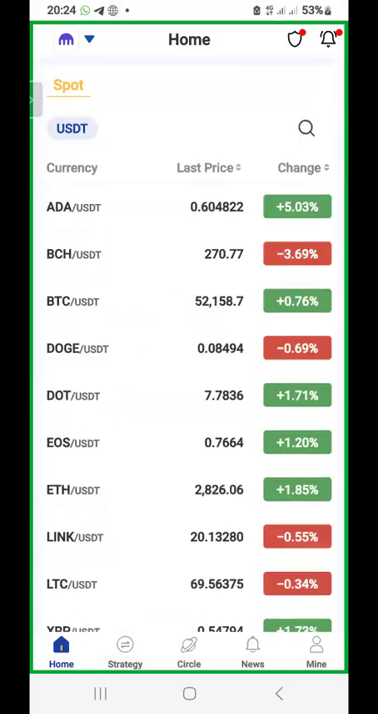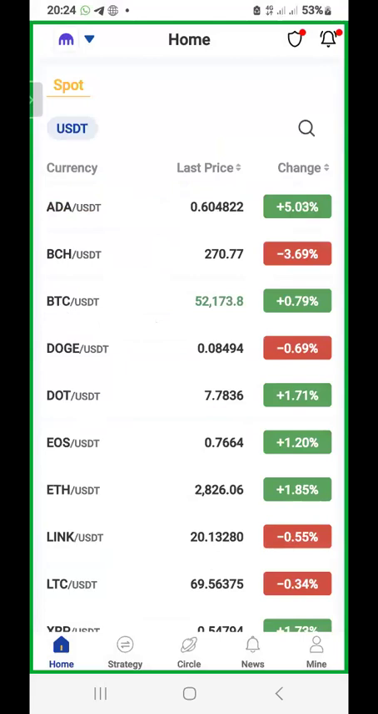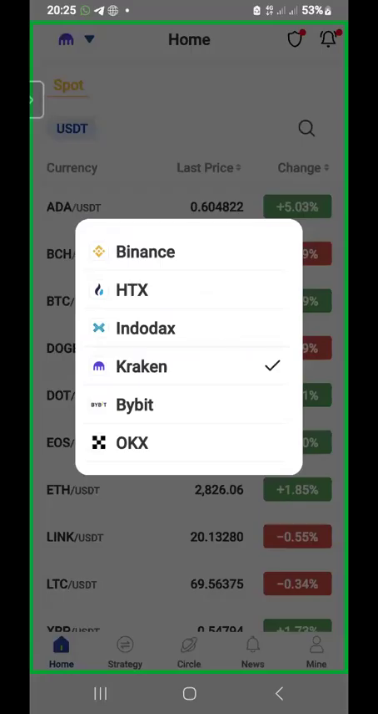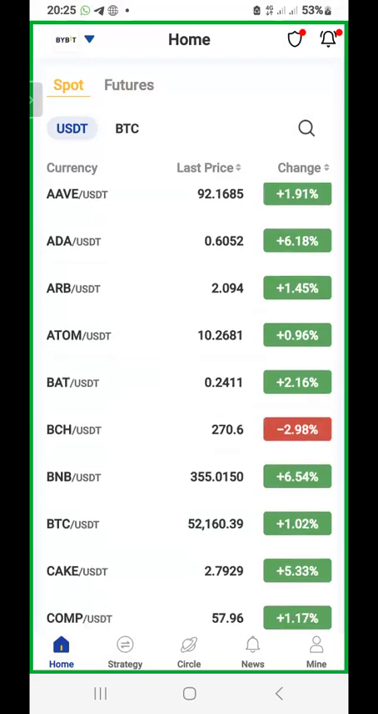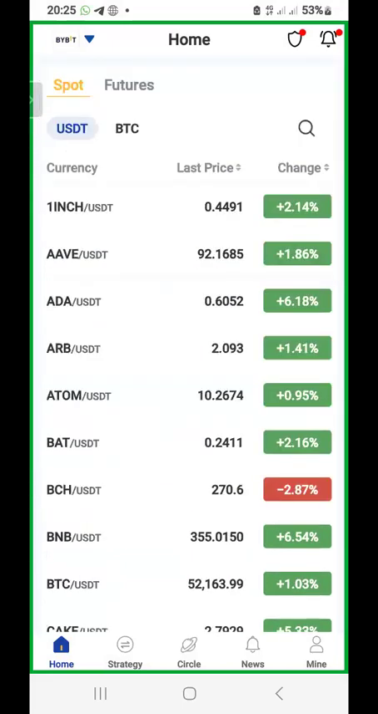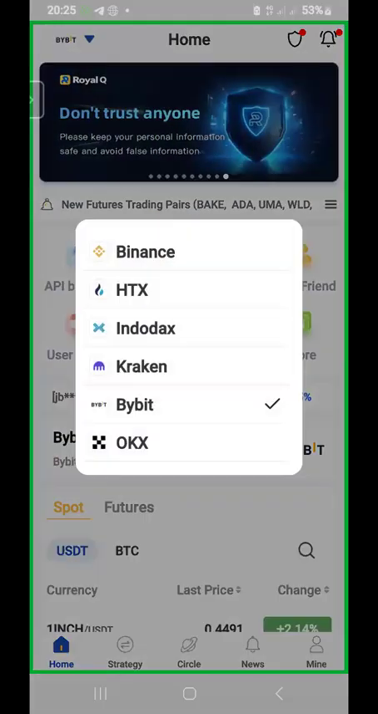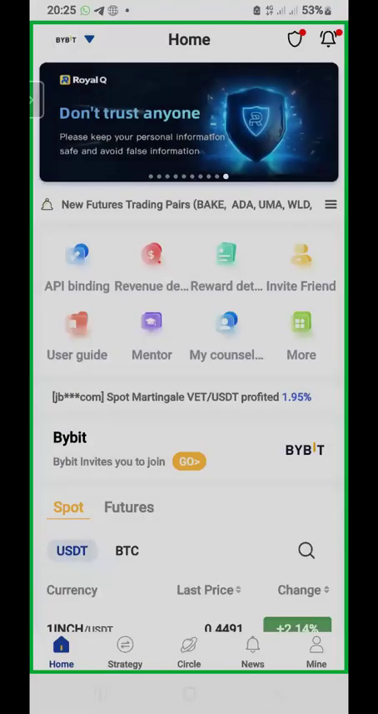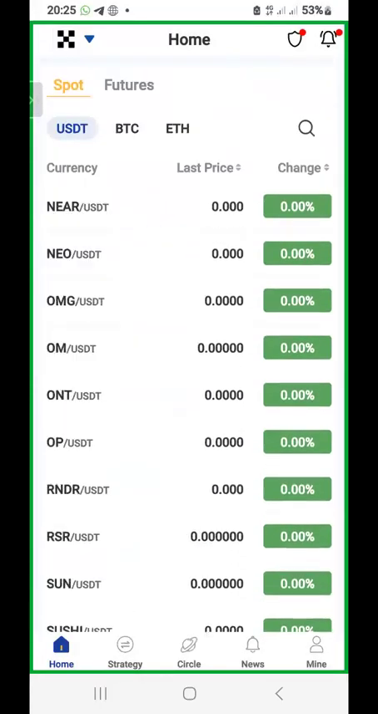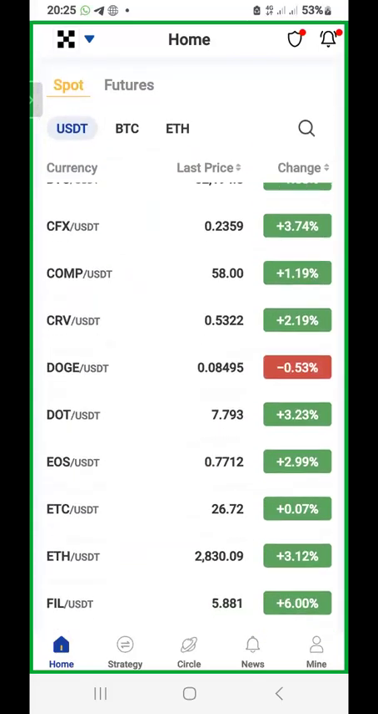How about Kraken? Kraken has less than 20. You see the difference now. How about when you tap on Bybit? Bybit has less than 30, roughly about 30 to 40. I've not taken time to count the number of coins, but there are few if you compare to Binance. See that? And when you change to OKX, there are even fewer coins. Oh, see, it's quite a number, but Binance is more.